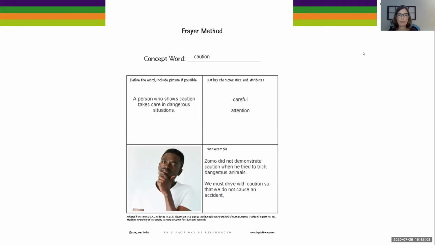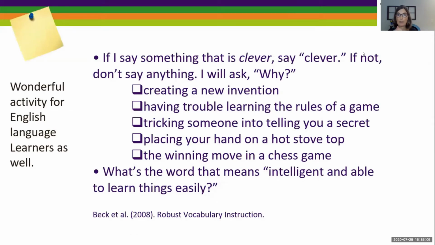And then finally, that was the last one. This activity is another activity that I included this time. This is great for English language learners as well. So if I say something that is clever, you are to say clever. If not, don't say anything, and I will ask you why. So then you would say to the students, creating a new invention, and hopefully your class would say clever.